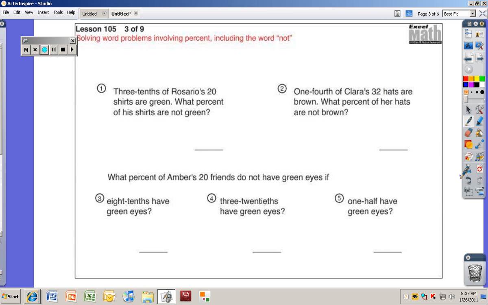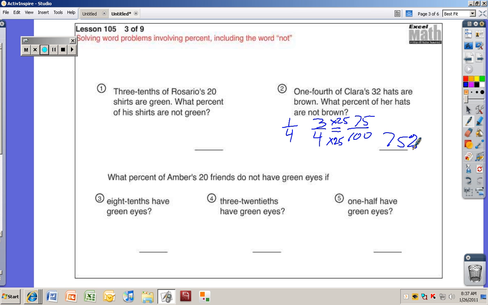The other way to do it is, instead of having it show 1/4 for the brown, we can say that 3/4 are not brown. Change that into out of 100, multiply top and bottom by 25, and you still get 75%. Okay, go ahead and do 3, 4, and 5.